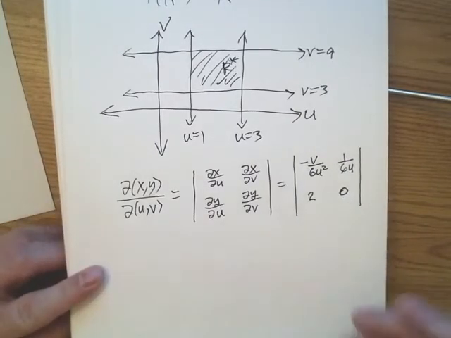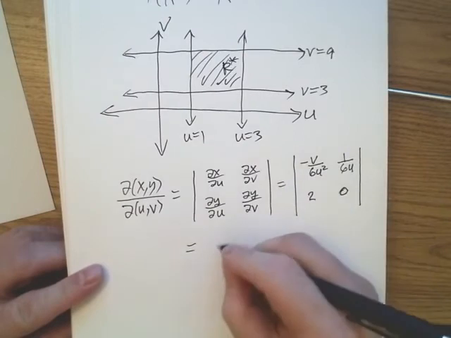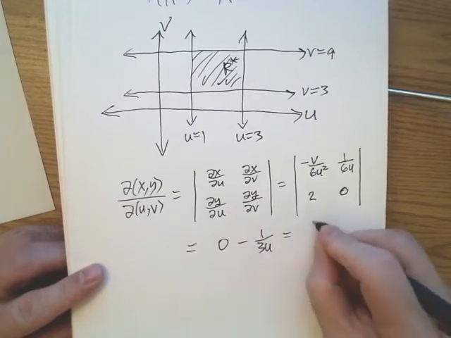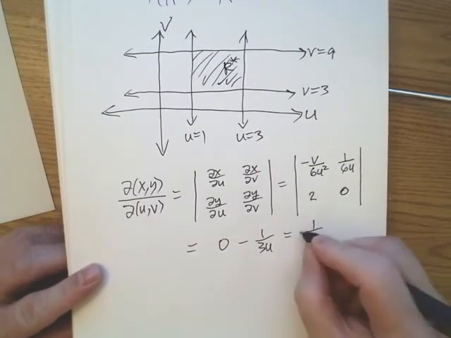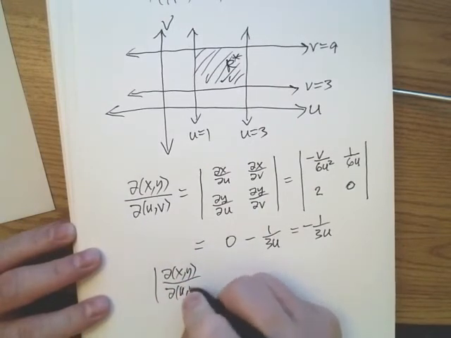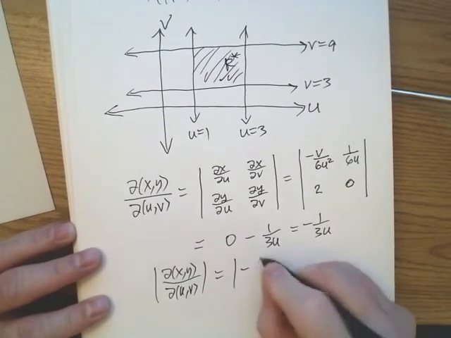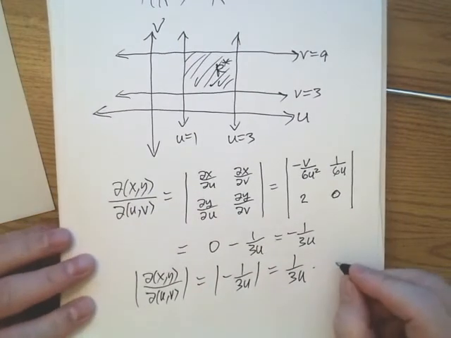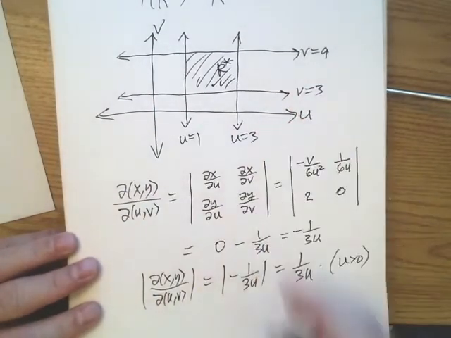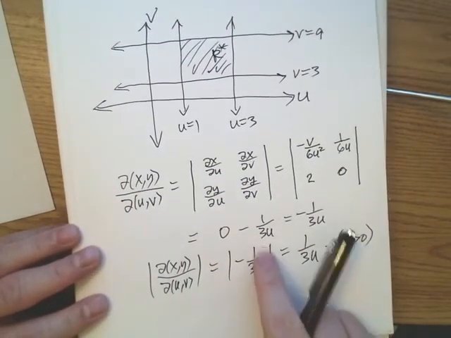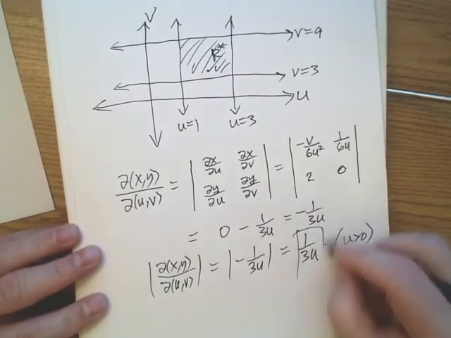I need to find this determinant. And what do I get here? The product here is 0. The product here would be 1 over 3u. So that would be negative 1 over 3u. And then I'm going to be taking absolute values here. So this would be 1 over 3u. I'm going to have u going in the positive direction here, increasing u when I integrate, and you can see it's going to be positive over my region. So the absolute value of 1 over 3u would just be 1 over 3u for our problem.